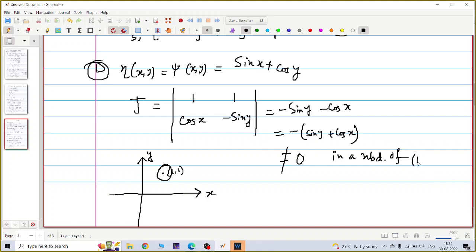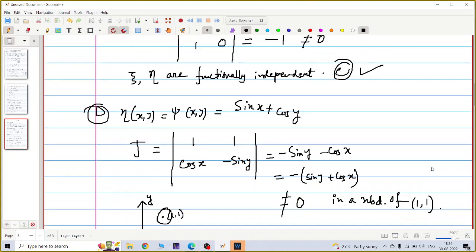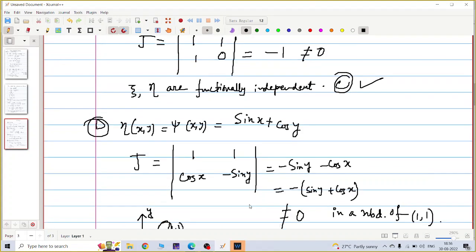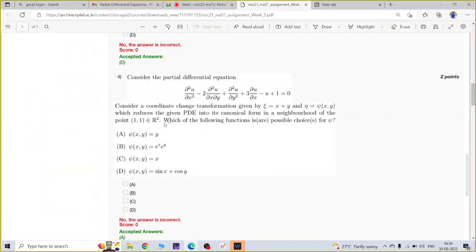Actually, everything you have to consider in the neighborhood of (1, 1). So this (1, 1), is it given? Given. This point (1, 1). I am showing you the question. Consider the change of transformation xi and eta reduces the given PDE into its canonical form in a neighborhood of the point (1, 1). Is it visible? Yes, sir.